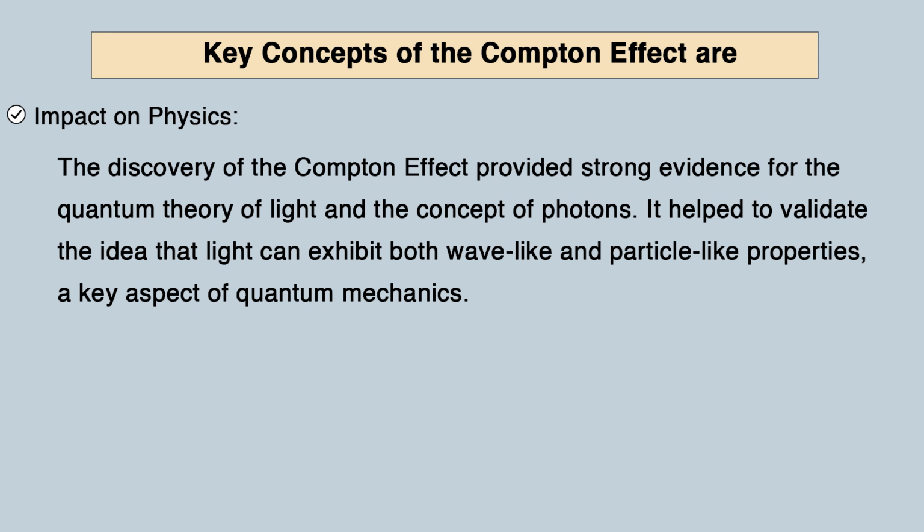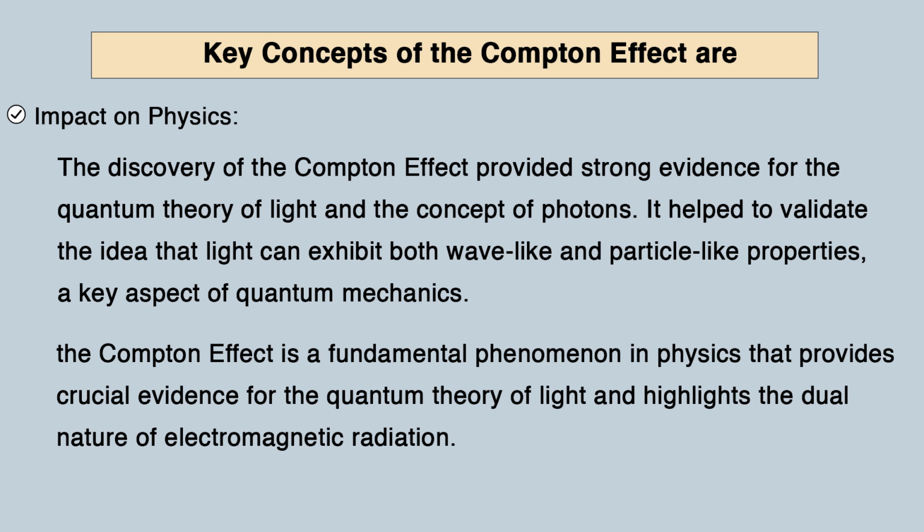The discovery of the Compton effect provided strong evidence for the quantum theory of light and the concept of photons. It helped to validate the idea that light can exhibit both wave-like and particle-like properties, a key aspect of quantum mechanics. The Compton effect is a fundamental phenomenon in physics that provides crucial evidence for the quantum theory of light and highlights the dual nature of electromagnetic radiation.